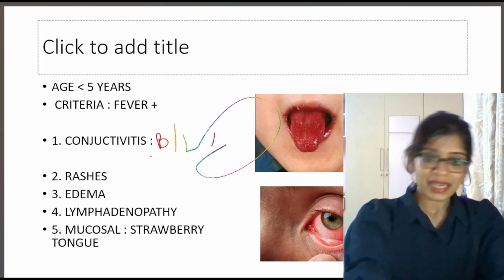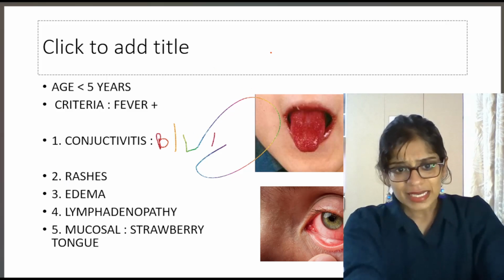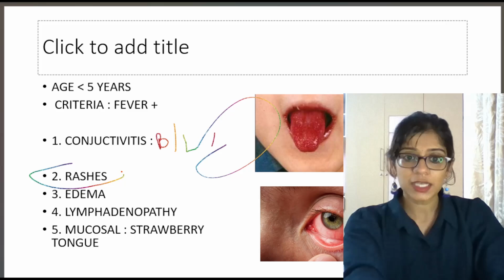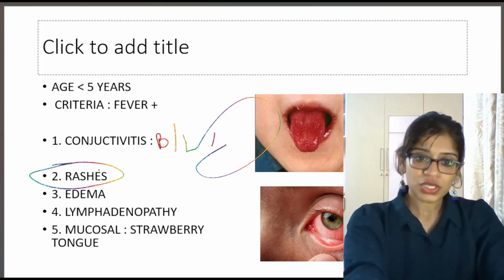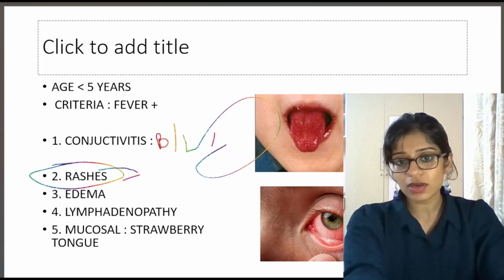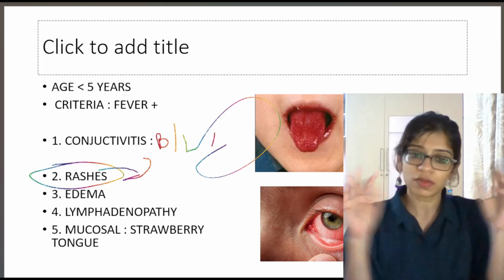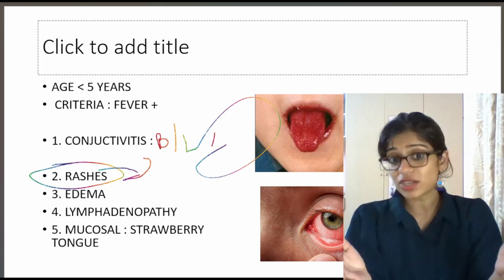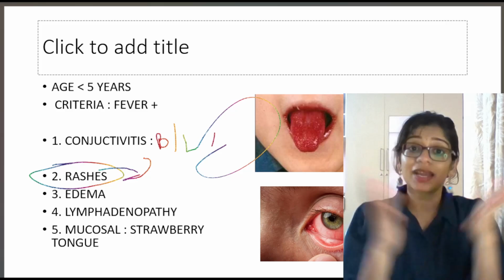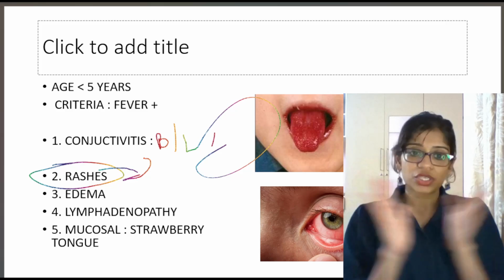First feature. Second feature, the child might have rashes. Where all can the rashes appear? In the palm and soles. There could be peeling of the skin of the palm and soles. These rashes sometimes occur in the perianal region and periungual region. All right, so rashes done.